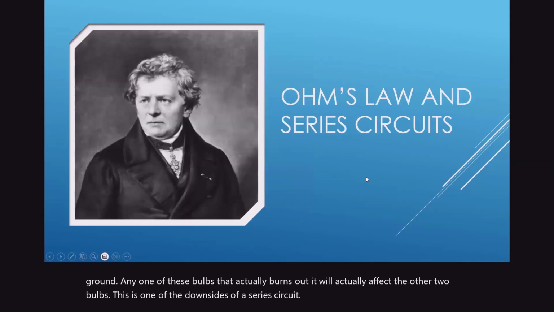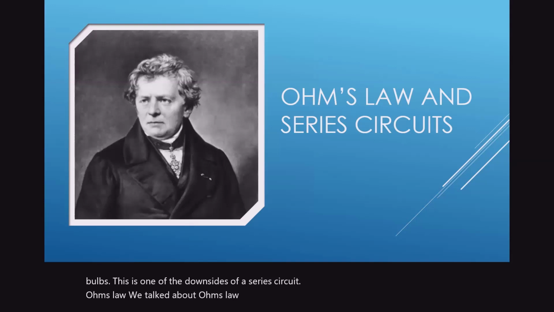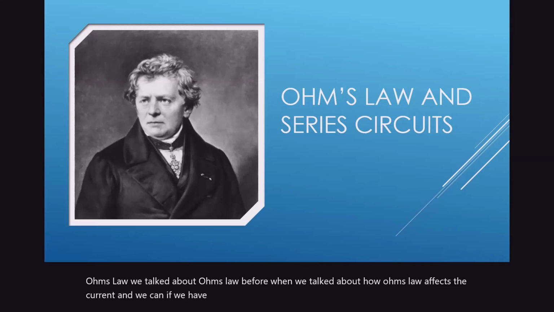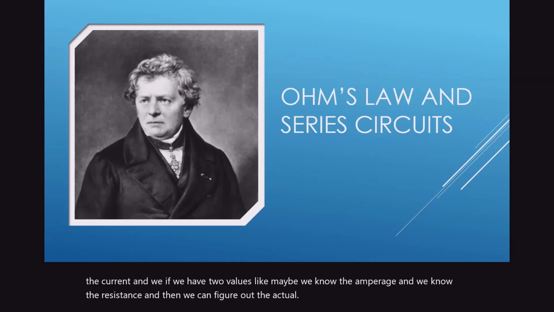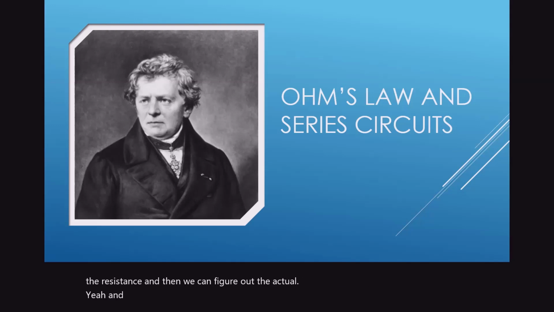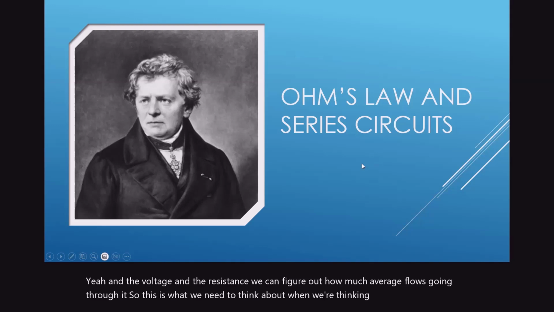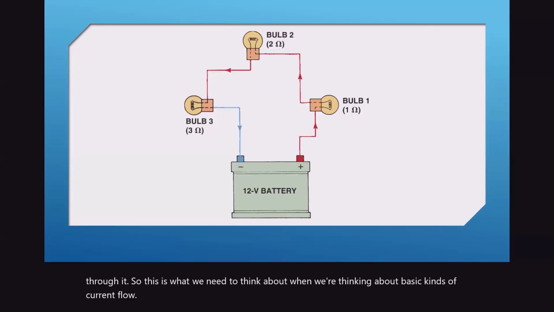Ohm's Law, we talked about Ohm's Law before when we talked about how Ohm's Law affects the current. And if we have two values, like maybe we know the amperage and we know the resistance, then we can figure out the voltage. If we know the voltage and the resistance, we can figure out how much amperage flow is going through it. So this is what we need to think about when we're thinking about basic kinds of current flow or voltage.